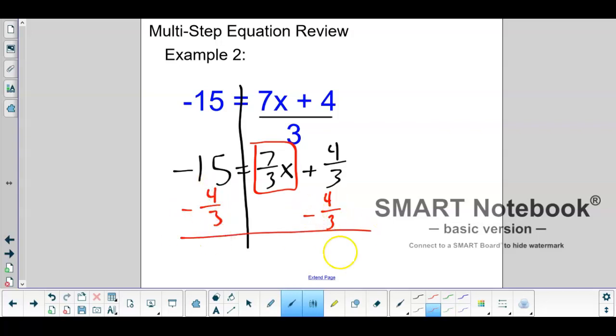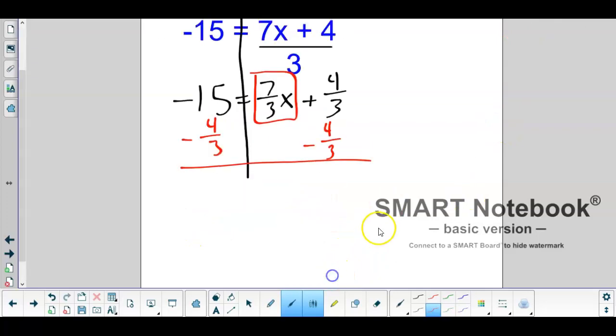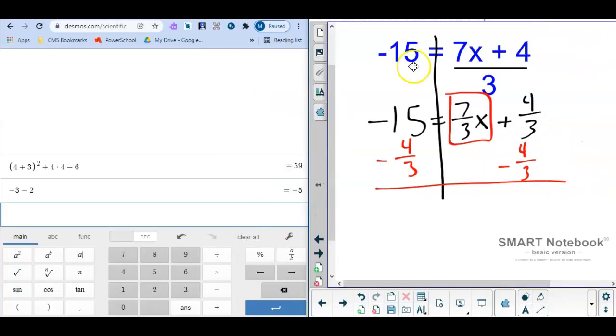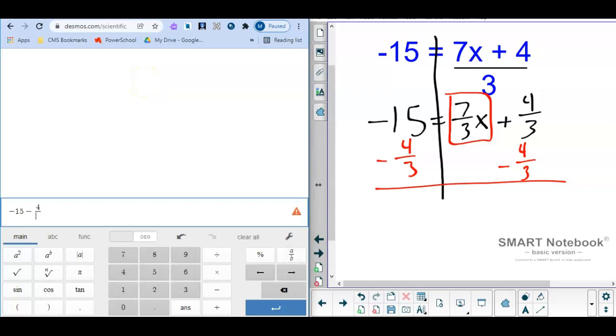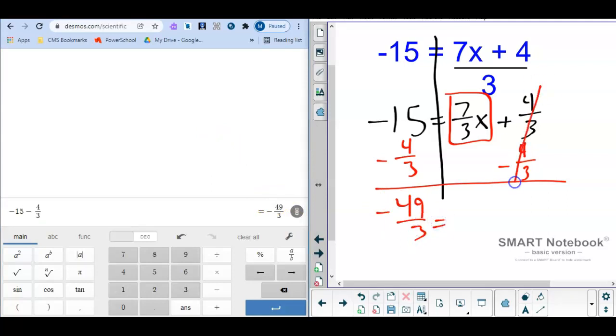Again, I'm going to use my Desmos calculator, especially on this one, because I'm not going to want to deal with unlike terms for my denominators. So I'm going to go to my calculator, negative 15 minus 4/3, 4 on top, 3 on the bottom. Again, since this problem is using fractions, I'm going to convert it to a fraction in my Desmos calculator and make it negative 49 over 3. But again, I'm not done yet because all I did was cancel out my plus 4/3. I have to drop down my 7/3 times x.